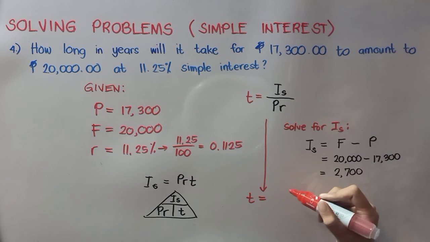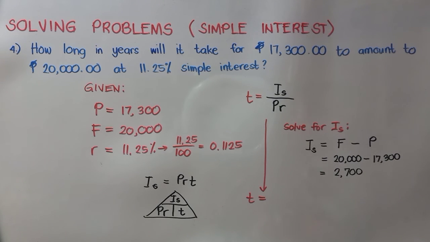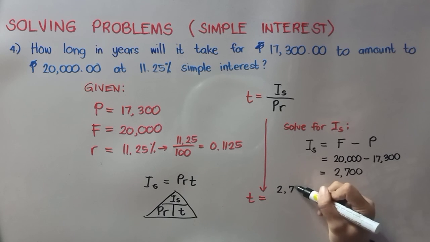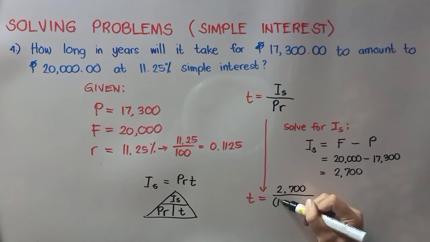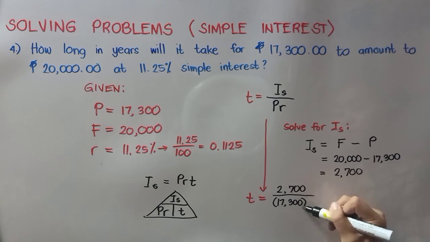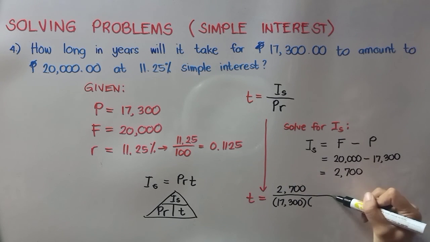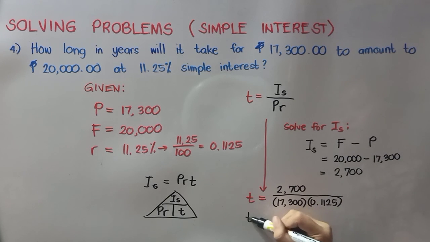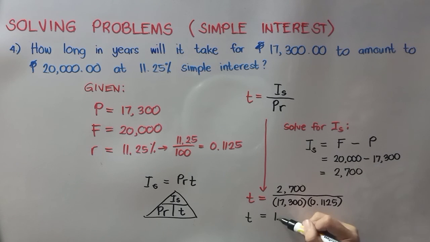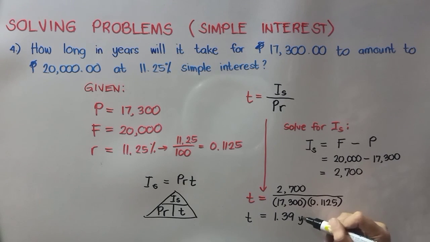And this is what we are going to substitute here to get our time. So we have here 2,700 simple interest divided by our principal, 17,300, multiplied by our rate, which is 0.1125. Using our calculator, this will give us 1.39, and then the unit should be in years.